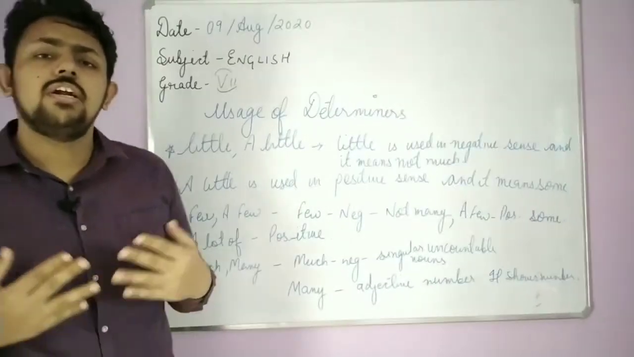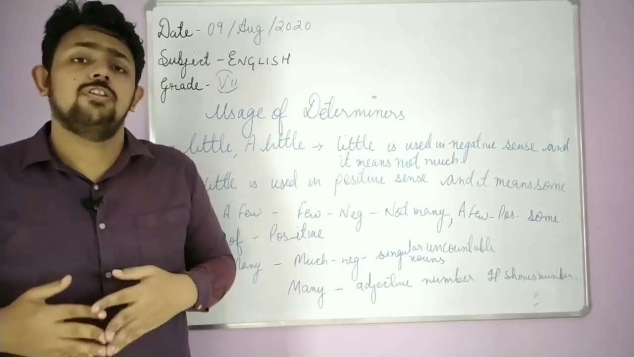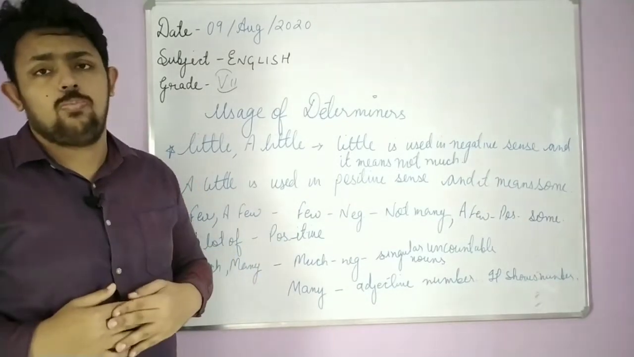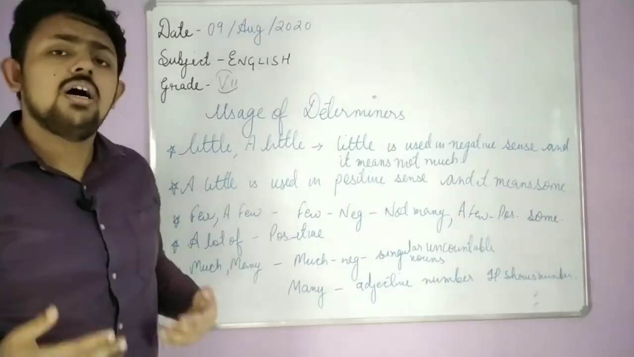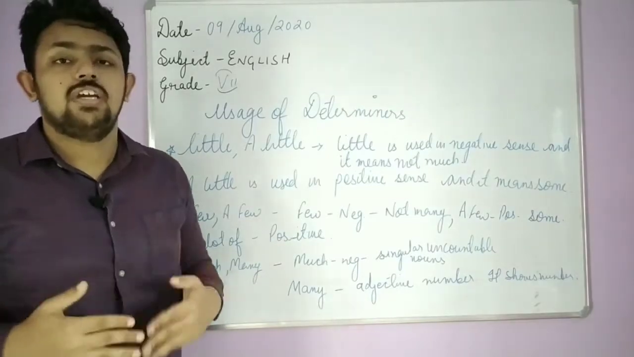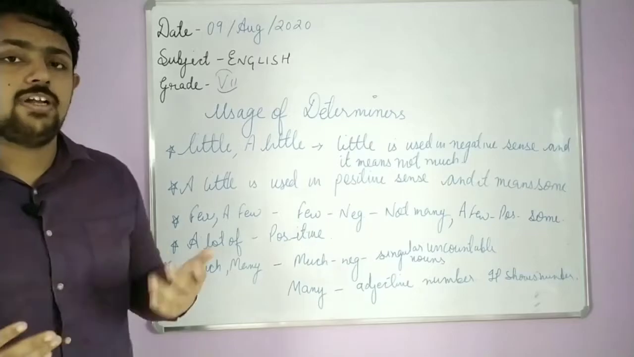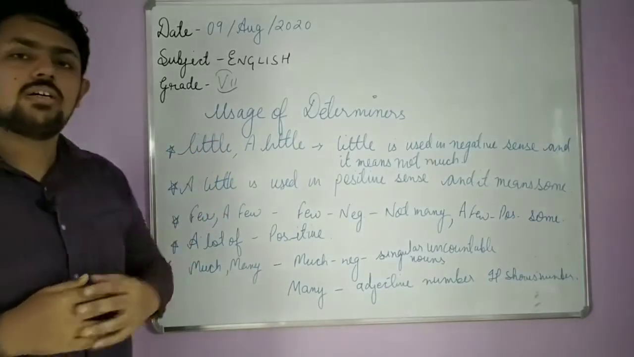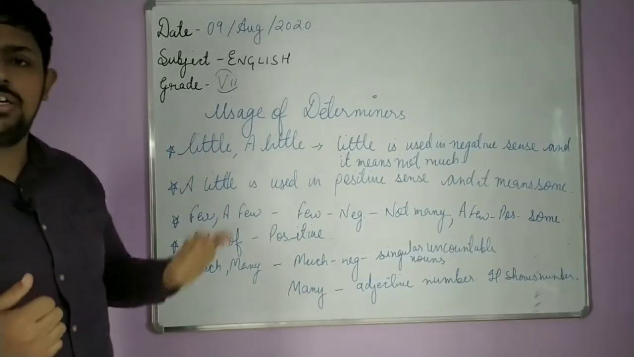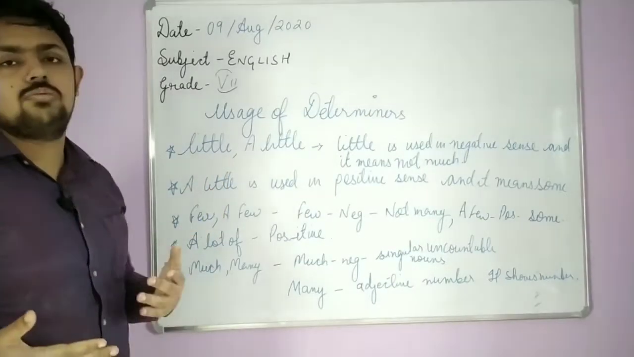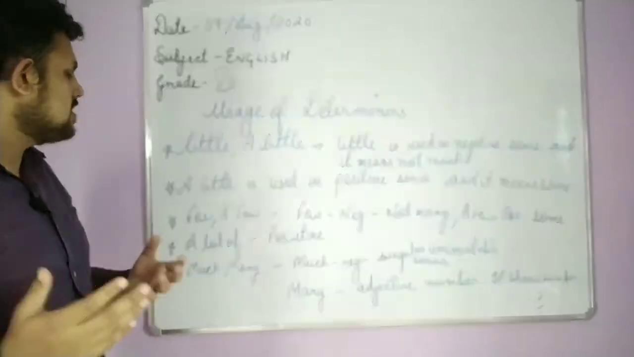There is a little hope that we can win the match. There is a little hope that we can win a match. So there is some hope that we can defeat the opponents. So these are two, little and a little. Little is used in negative sense, it means not much. A little is used in positive sense, it means some.